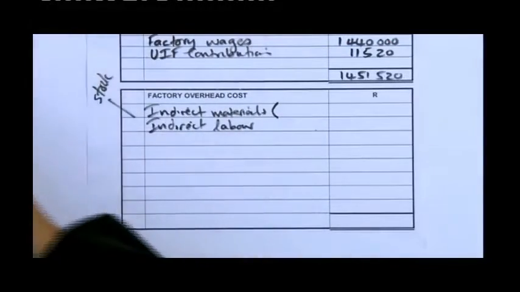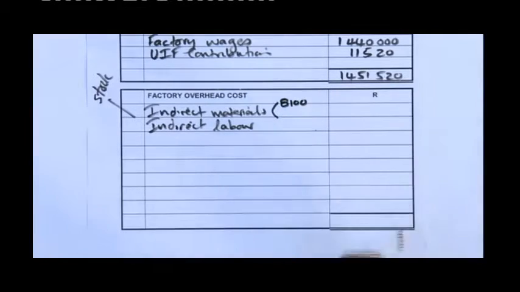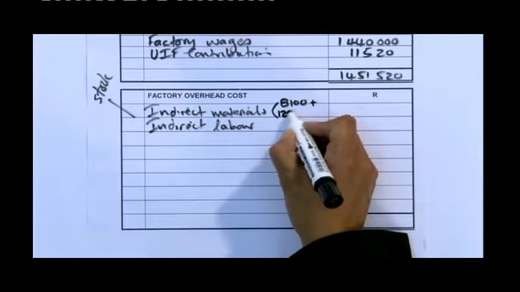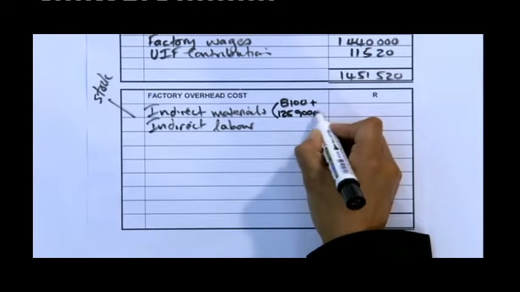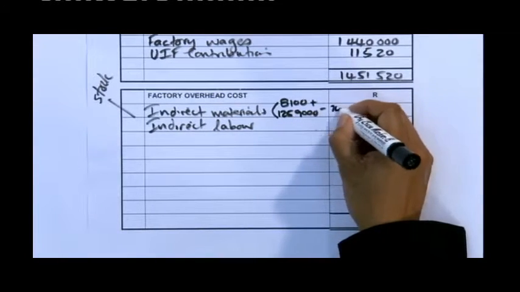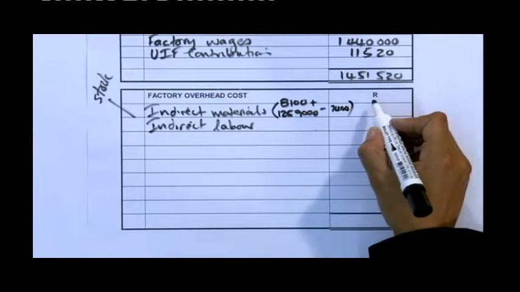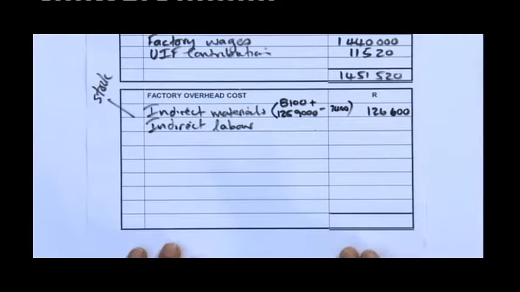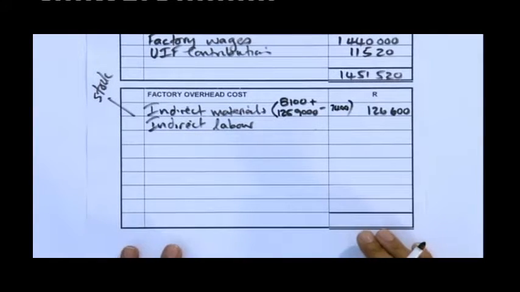Okay, so let's do that. Opening stock is 8,100. And I'm looking to see if learners are working ahead. Yes, someone's got the answer already. Well done. Plus 125,900 minus, I'm sorry for working so untidy, 7,400 close brackets, and I got 126,600 for indirect materials. Please don't forget that calculation. Learners lose valuable marks because of that mistake.